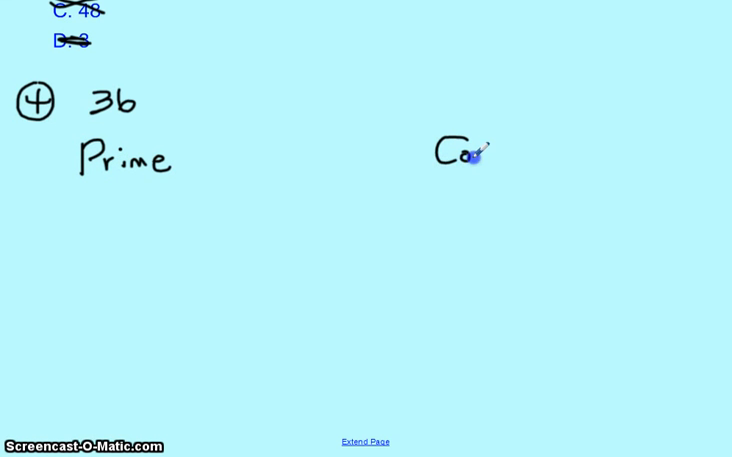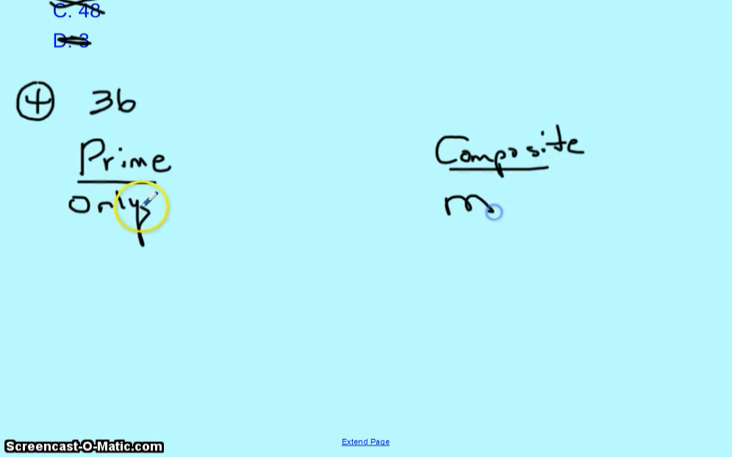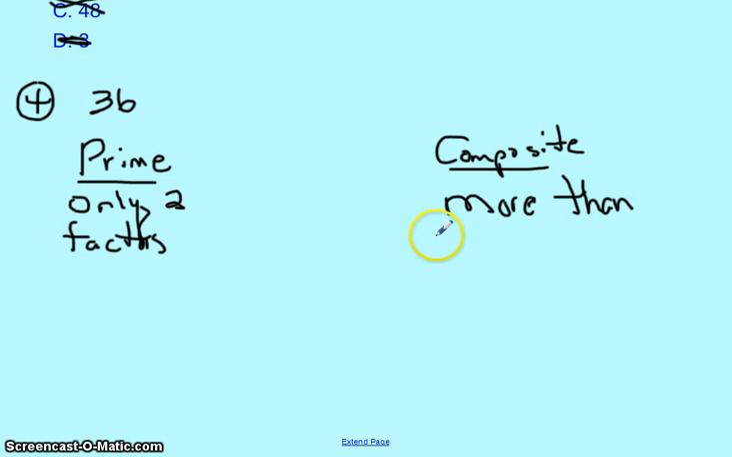Because why? Because a prime number has only 2 factors. Only 2, one and itself. And composite has more than 2 factors. It's important. Numbers that you can divide evenly. And then composite has what? More than 2 factors. All right, it says pause this. See if you can figure if 36 is prime or composite.